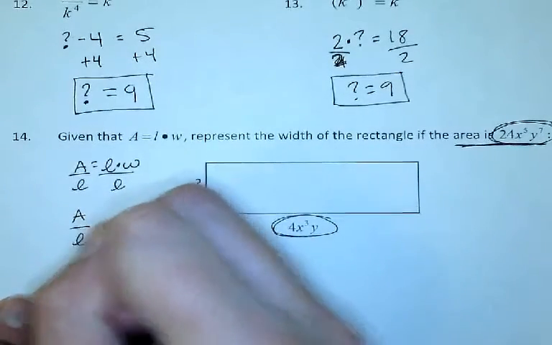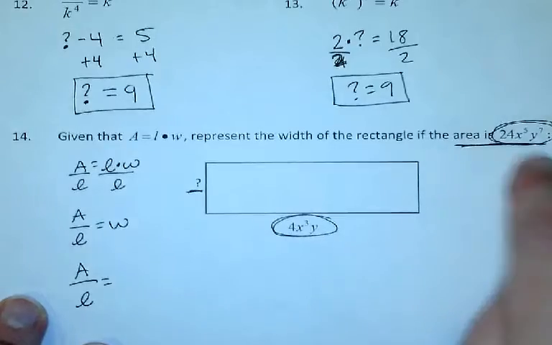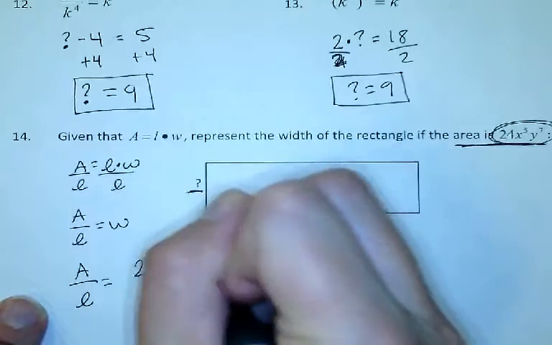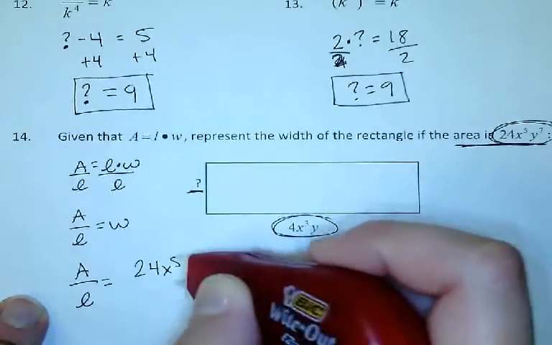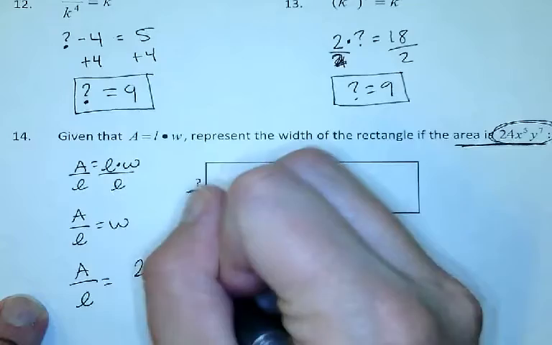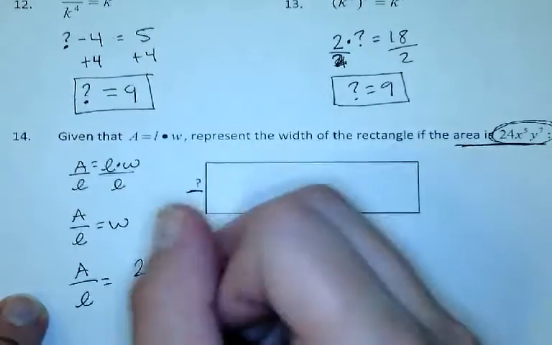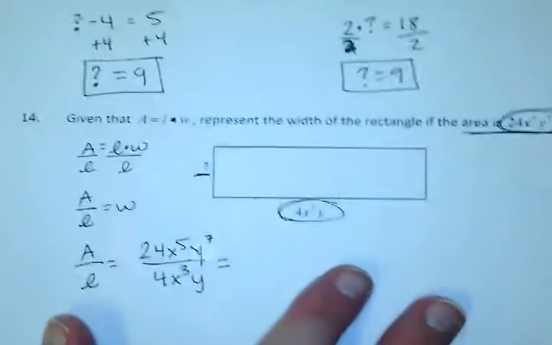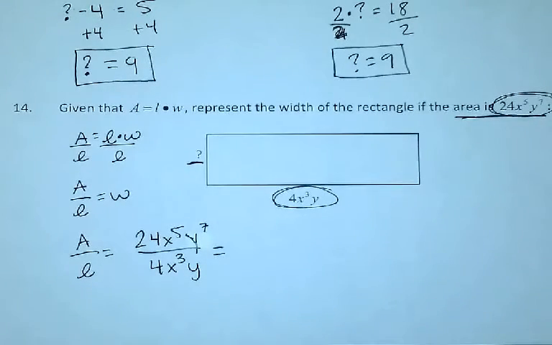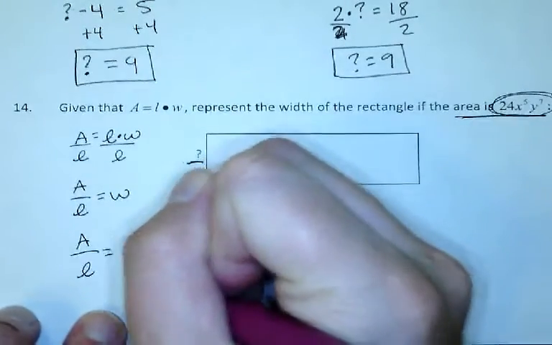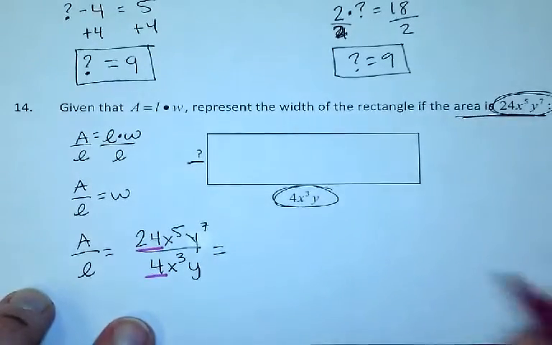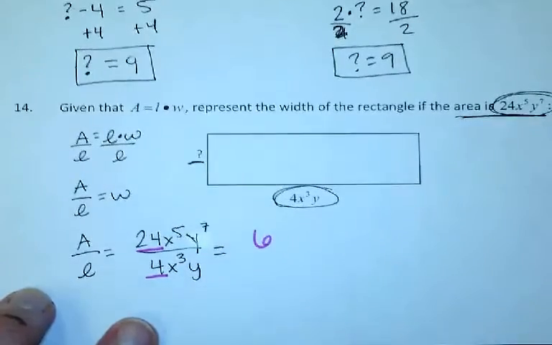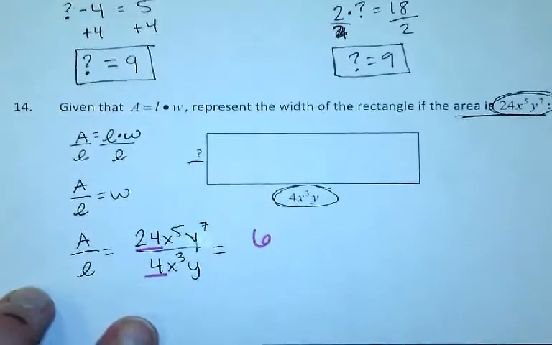So my area, what is my area equal to again, y'all? 24x to the 5th power y raised to the 7th. I don't need to write x twice. There we go. Y raised to the 7th. And that is over 4x cubed y. So guys, now how are we going to simplify this? So what do we do to our coefficients here? For 24 and 4, what does that reduce down to, y'all? What's 24 divided by 4? 6. Thank you.